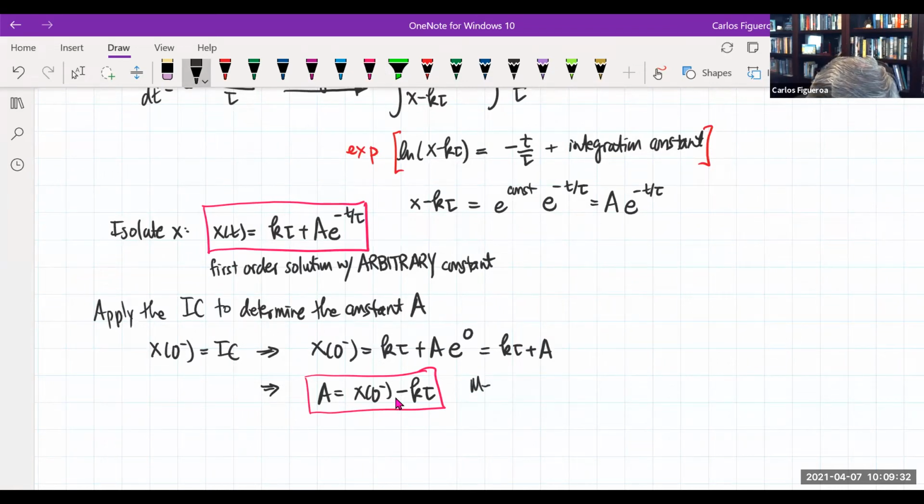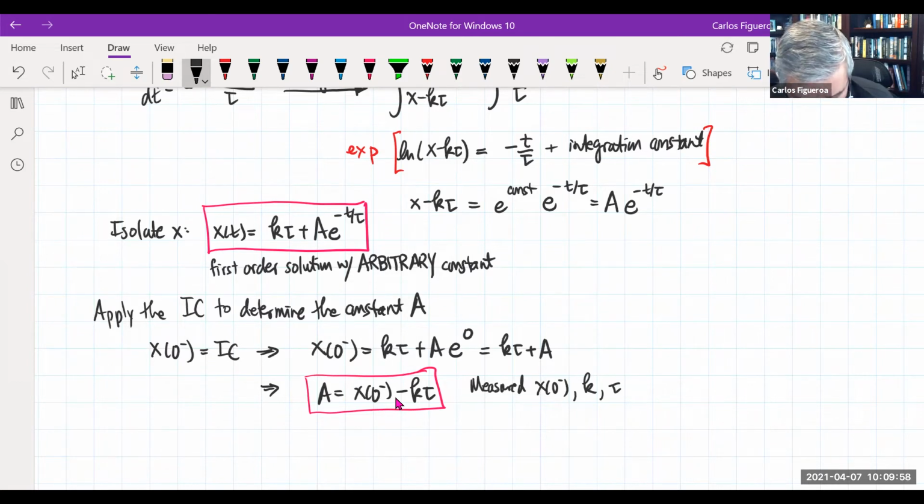So now I have defined my initial condition here, right? We measured x of 0 minus, or we calculated it in the circuit, but typically we measure it in the circuit. And of course, we know what k is because we have VOC, and we know what tau is because we know the Thevenin voltage, the Thevenin resistance, and the capacitance.